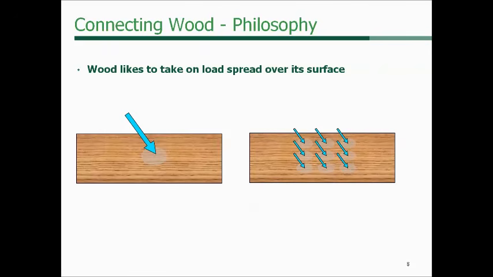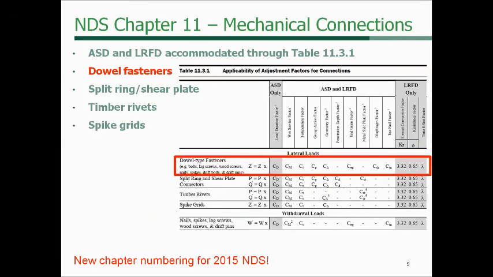And so there are lots of different types of fasteners, obviously covered in the NDS. We're going to look at bolts today, but again, this is sort of one of those philosophical approaches to connection design. So when you jump into the NDS, and note in red here, we talk about the new chapter numbering for the 2015 NDS. Let me try one of these new pointer tools. Somebody commented that they were having a hard time seeing. So you see the blue arrow there. We've got new chapter numbering for the 2015 NDS.